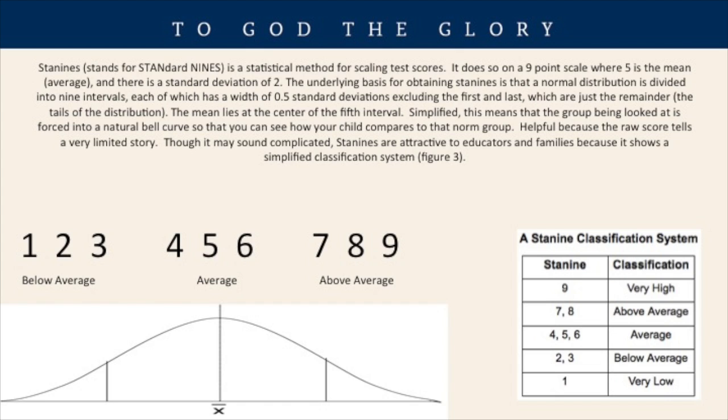Why is this helpful? Well, because the raw score doesn't always tell the whole story. This may sound complicated, and it can get that way mathematically, but stanines are very attractive to educators and families because it shows a simplified classification system. If your child is anywhere in the 4, 5, 6 range, then depending on the norm group they're being compared to, that means they're in the average. If they're in the 7, 8, or 9, they're above average, and if they're 1, 2, 3, they're below average for that particular norm group.